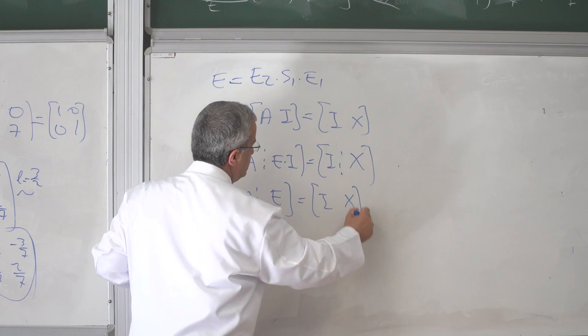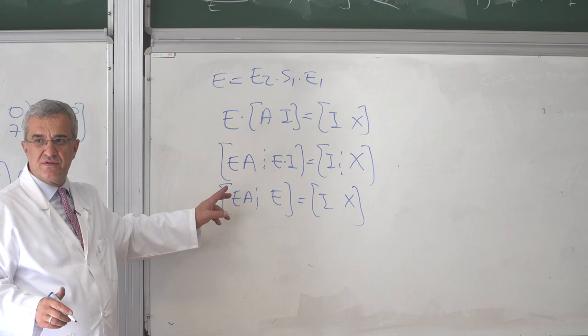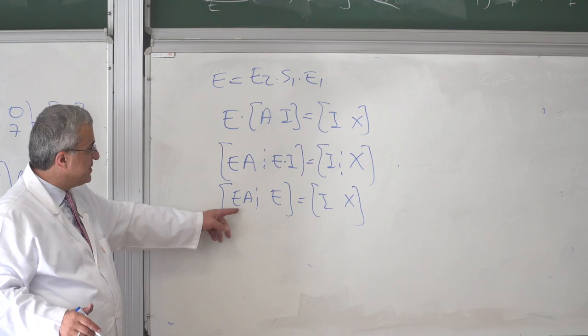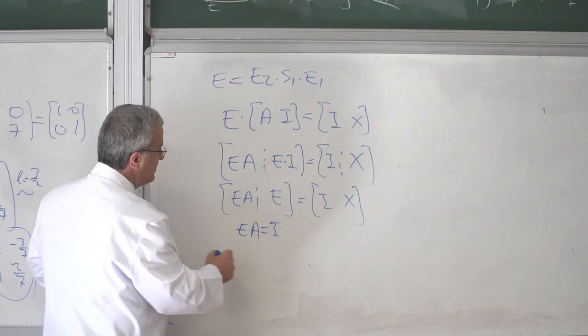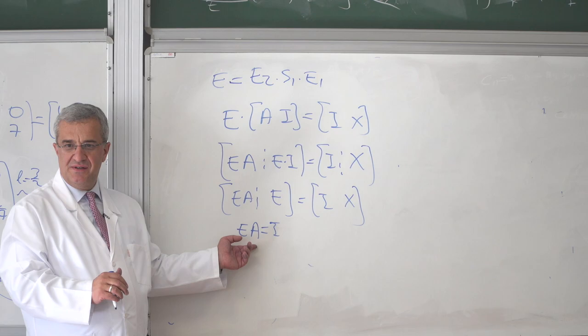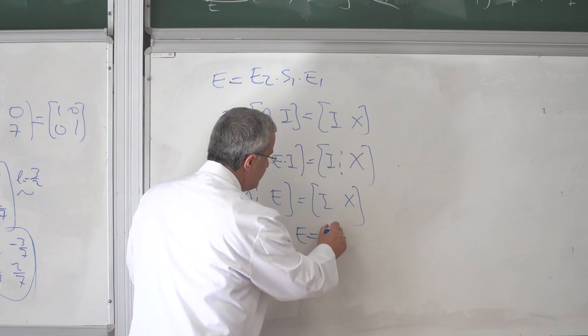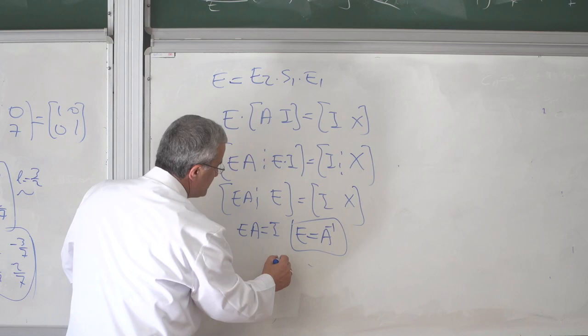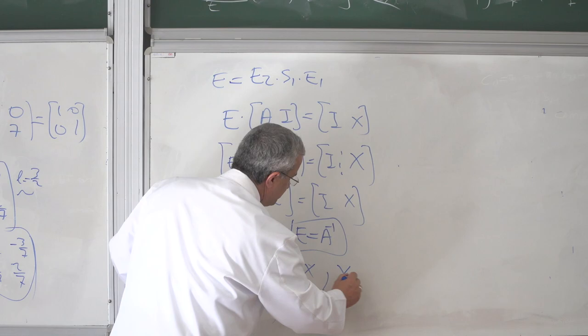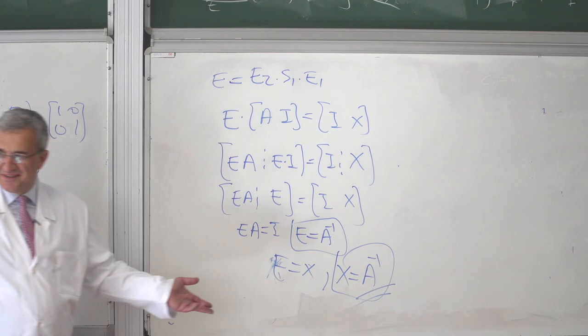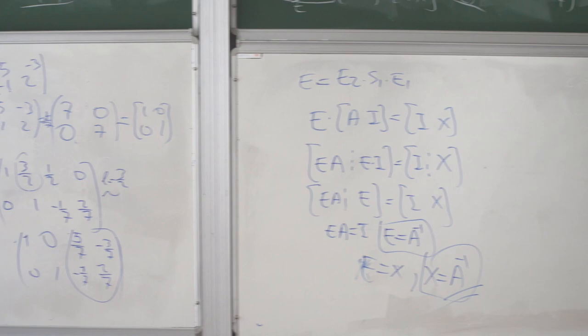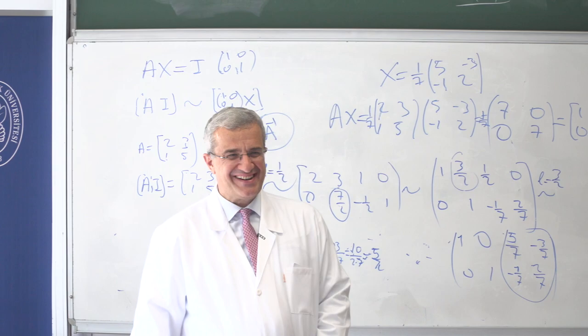Do you agree? Just be patient for 2 more minutes. This is very important. So E times A is identity. What does that mean by definition? What is E? Inverse. E is equal to A inverse. If E is equal to A inverse, since E is X, that means X is equal to A inverse, isn't it? Isn't this beautiful? One wants to cry, right? It's so beautiful. Such a nice idea.